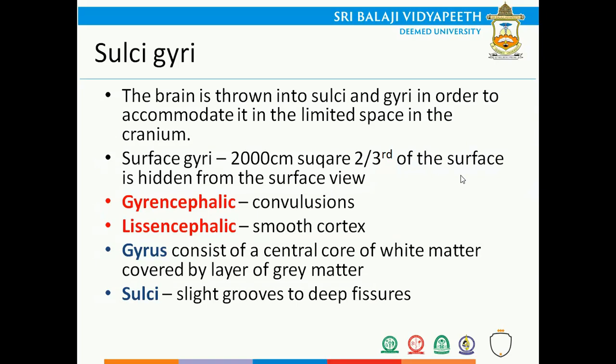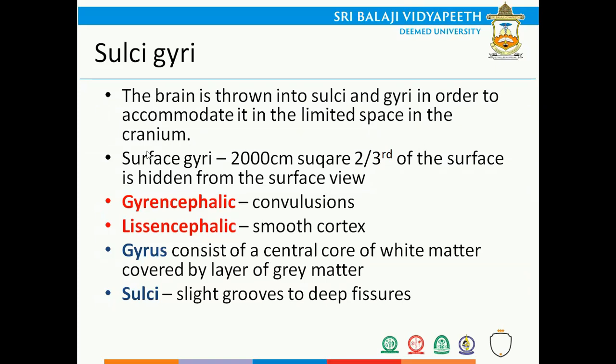Why not smooth? The brain needs to accommodate a lot of functional areas within a very small surface area. So in order to increase the surface area, the brain has been thrown into a number of elevations and depressions. With the limited space, it has to accommodate a large number of functional areas within the cranium. That is the reason. The surface area of the gyri is around 2000 square centimeters, accounting for two-thirds of the surface of the brain. And two-thirds of the surface of the brain you are not able to see visually because it is seen within the structures. That's why on the surface view, only one-third you are able to see.